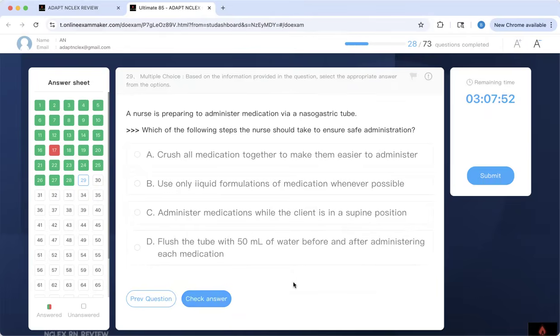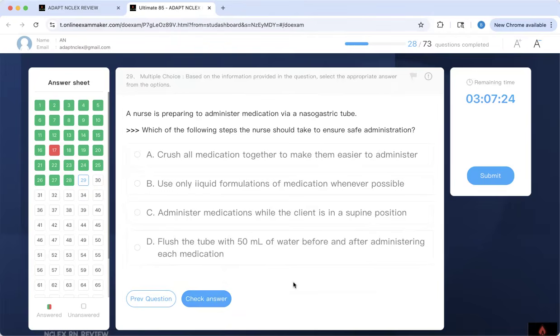Nasogastric tube. What do you think? Which of the following steps should the nurse take to provide safe medication administration? You can see we switched a little bit. The last question, that one. This is fundamentals. We're doing fundamentals, things you're supposed to know, but it's all part of the test taking strategy, NCLEX practice questions, NCLEX review questions, the mock exams you should know.